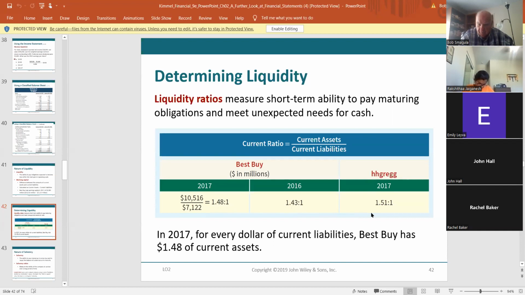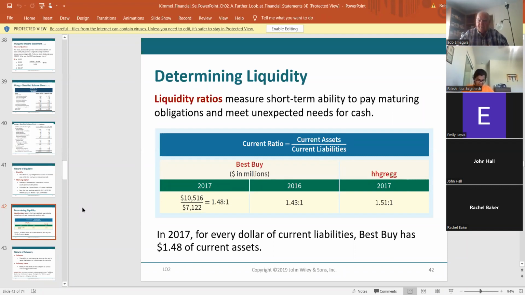But not as good as one of their competitors, H.H. Gregg. For every dollar of current liabilities, you got $1.48 of current assets, which means that if you had, say, $1,480,000 and you paid everything off, you'd have $480,000 left over, okay? So the higher the number, the better, except you don't want it to be too terribly high.